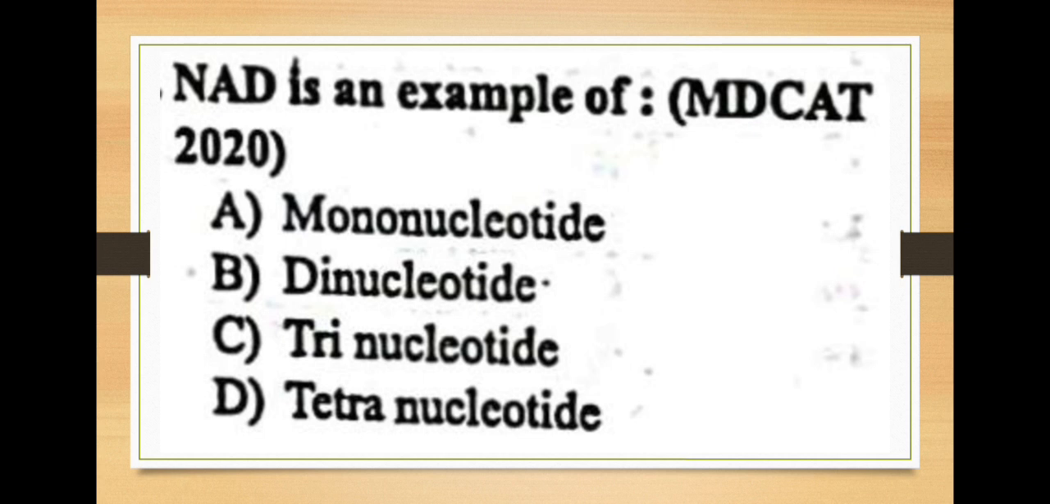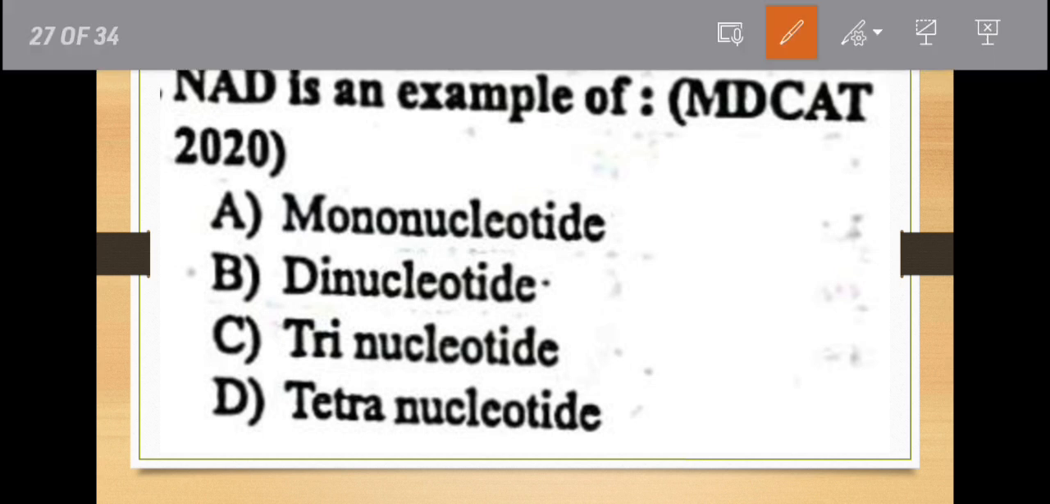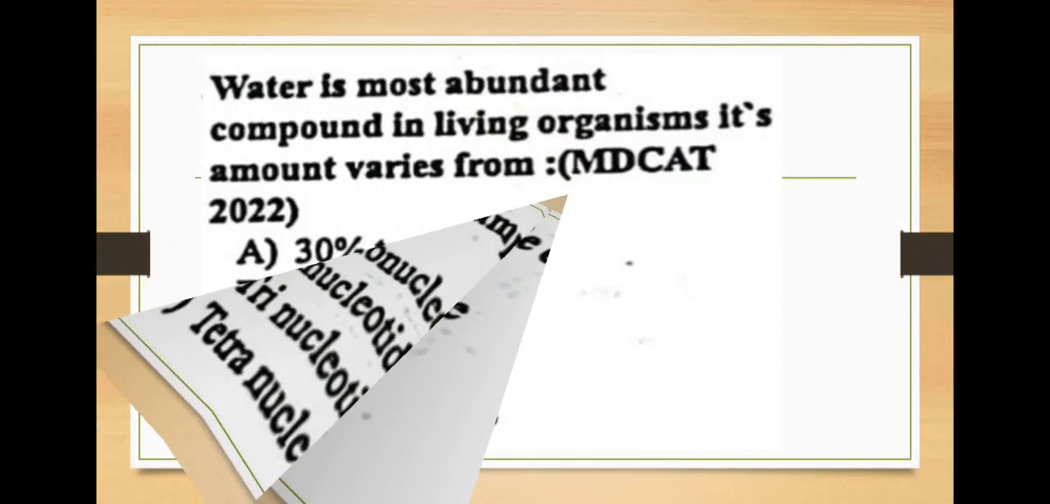NAD is an example of MDCAT 2020. A, mononucleotide. B, dinucleotide. C, trinucleotide. D, tetranucleotide. It is example of dinucleotide and NAD stands for nicotinamide adenine dinucleotide.